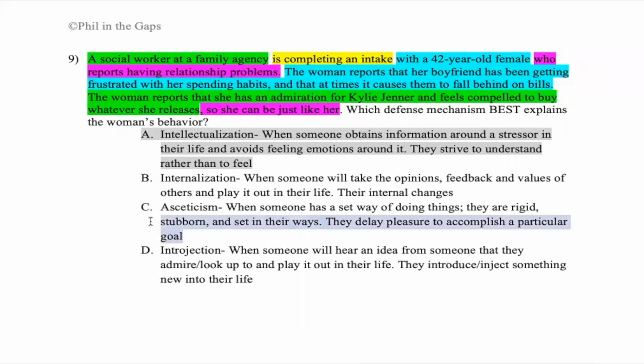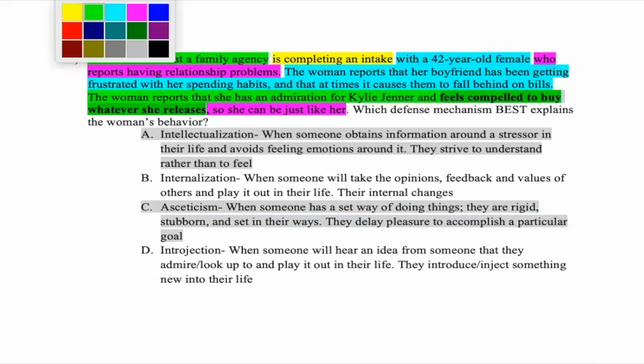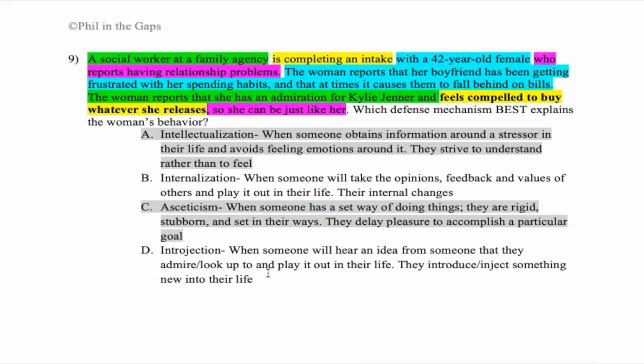We're also going to rule out C, asceticism. Why? Because she's almost exhibiting the opposite of asceticism and 100% focusing on the pleasure that she's experiencing within her life and not actually delaying it in order to accomplish a particular goal, based on the fact that she is compelled to buy whatever she releases. So it's not within her control to be like, hey, you know what? I'm going to skip out on this particular thing.